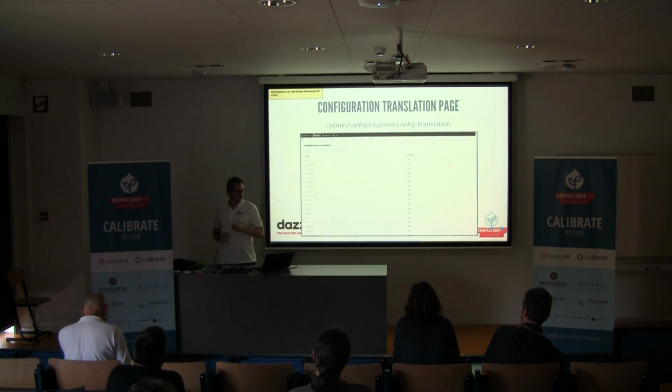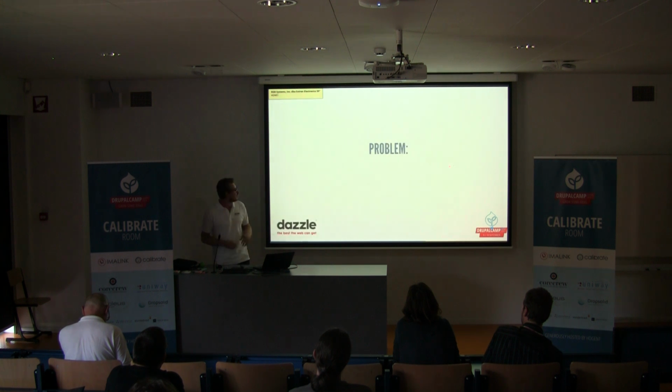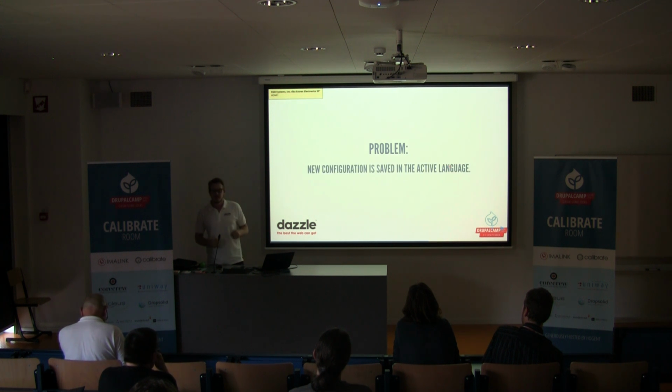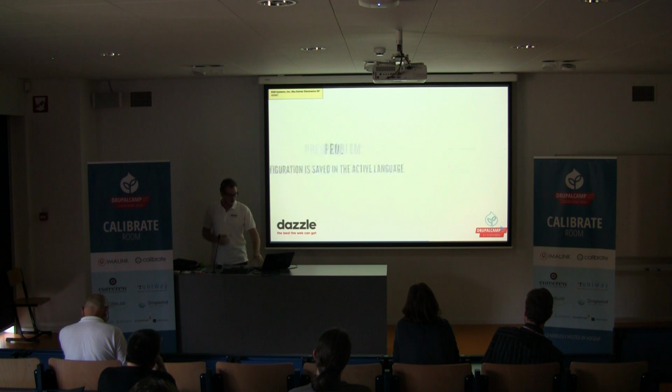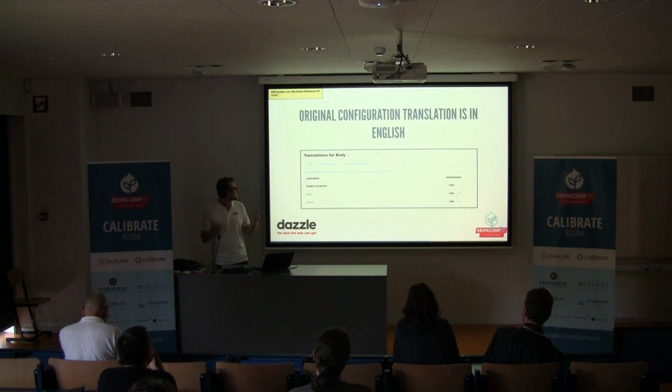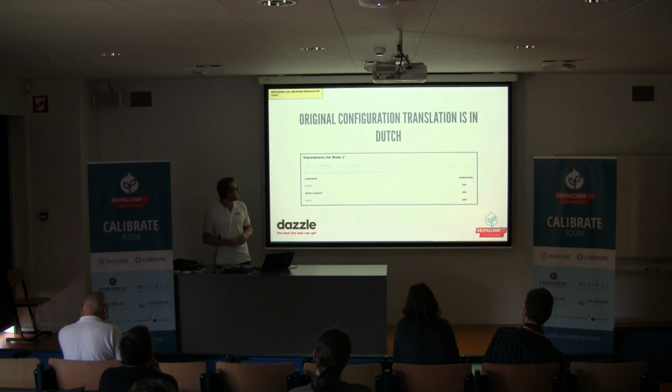Now, on the configuration translation page, you have an overview of all site configurations. This is pretty small, but we encounter a problem with this method. When you create a new configuration, it is always saved in the active language, so the current active context. So if we add a field in English, the original translation is English. And if we add a field in Dutch, the original translation is Dutch. This is not very consistent and is confusing for a translator. So we have a developer's tweak for that.